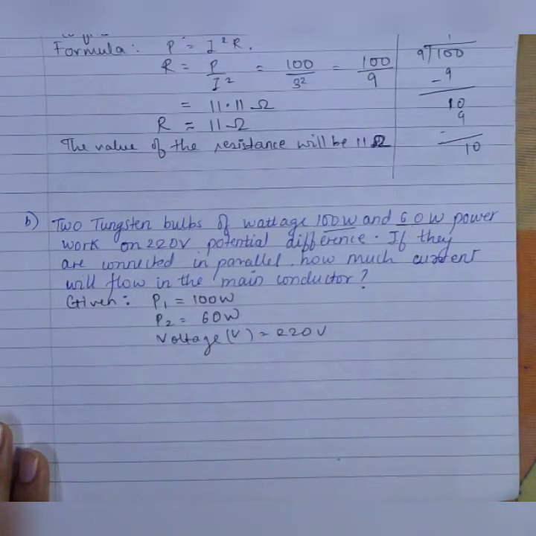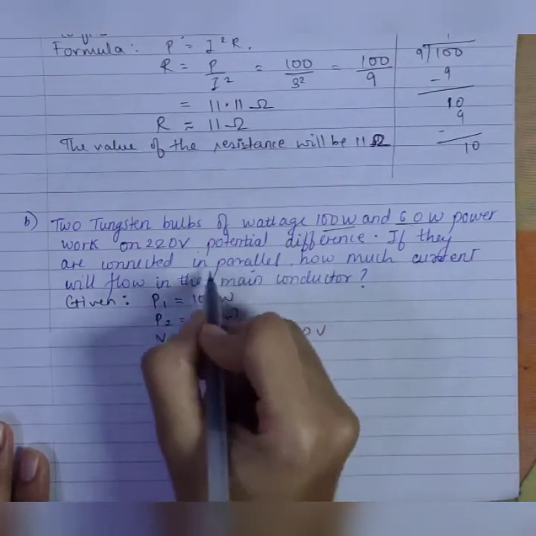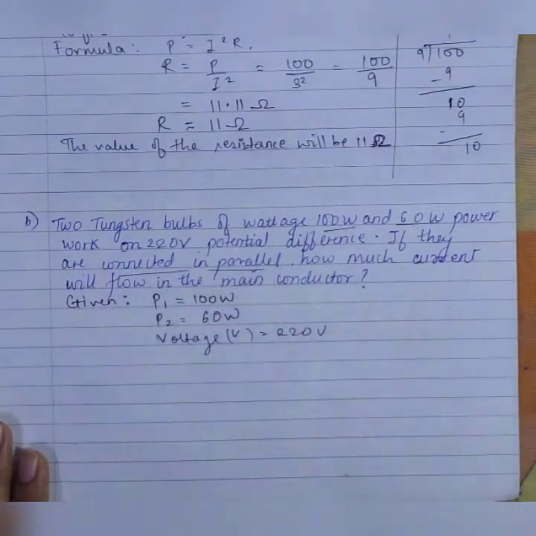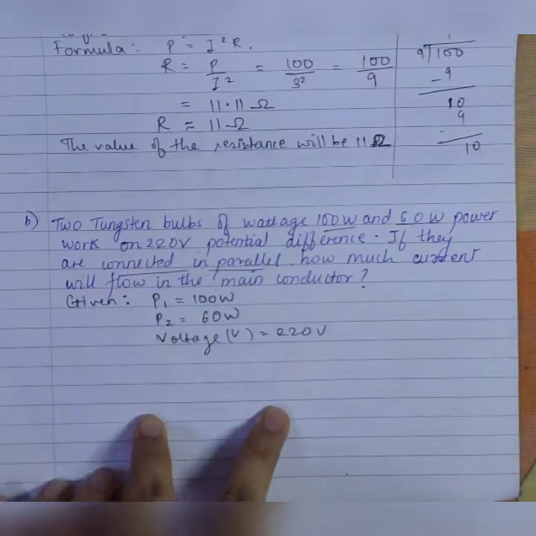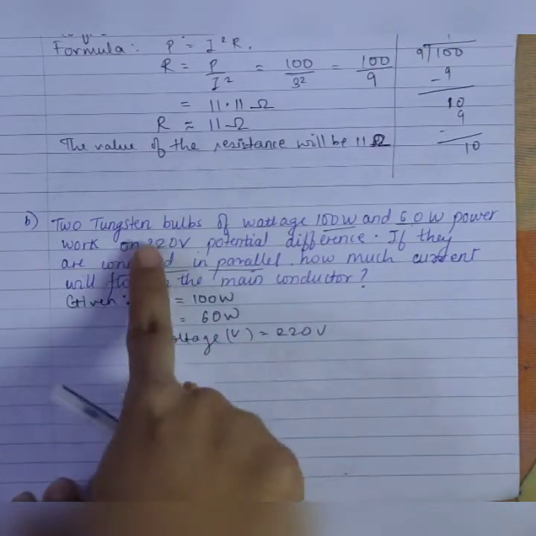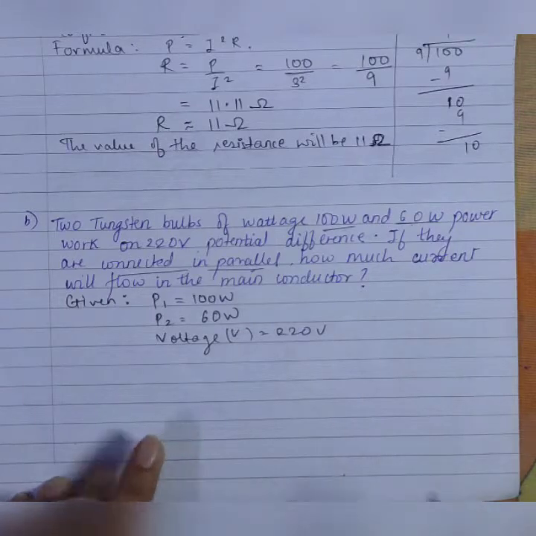Fine. Now if they are connected in parallel, when you read this line, it means that there is something related to the resistance, because if these two tungsten bulbs are connected in parallel, it means that they'll start producing some resistance, obviously.